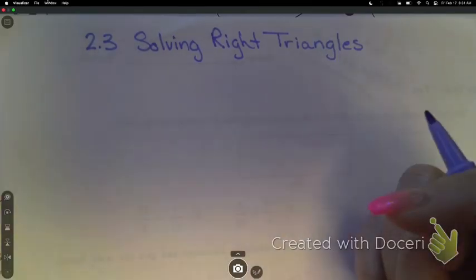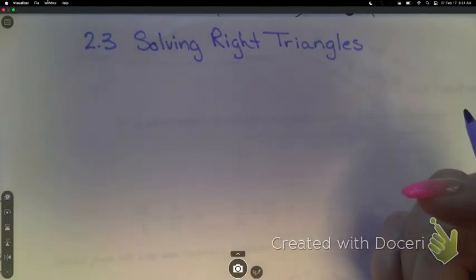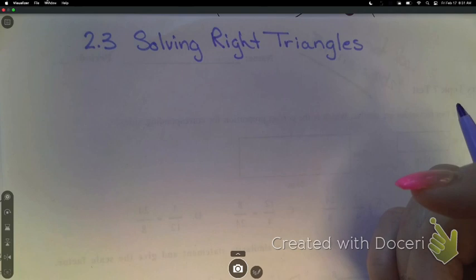Okay, so 2.3, solving right triangles. You have solved right triangles. First of all, we're going to talk about my favorite thing in this whole book.